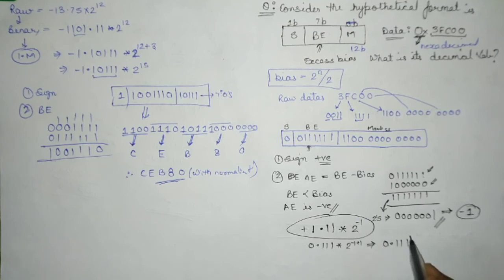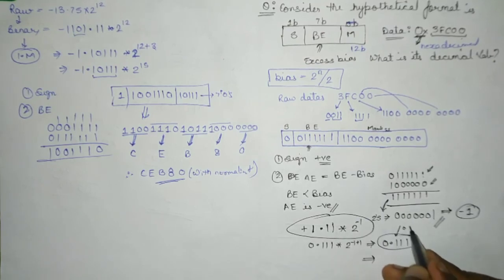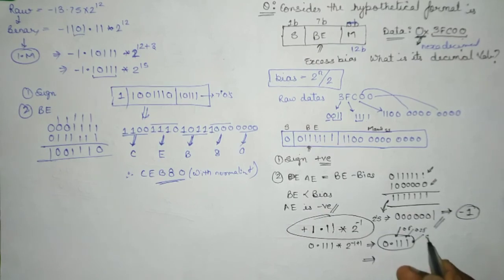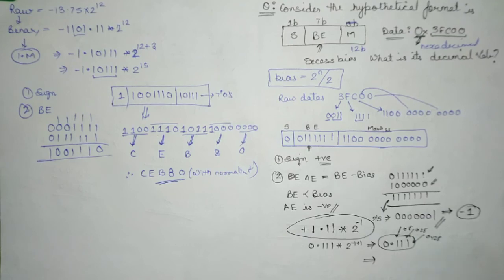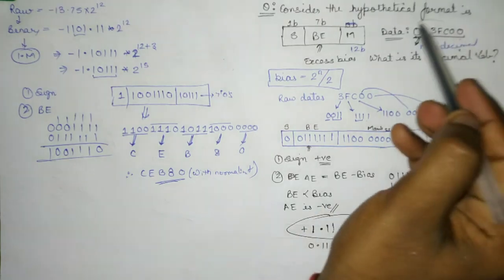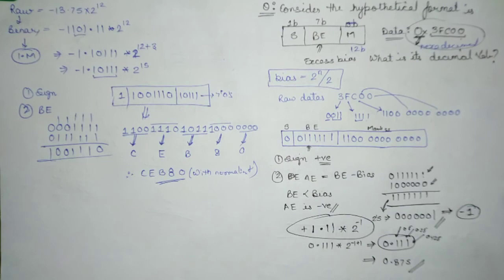Now if you change this particular value into decimal, this is 0.5, this is 0.25, and this is 0.125, I think, right? If you add all these values, you will get 0.875. So this is the final decimal value of this particular data when it is processed, right? This is how you can solve these kinds of questions. These questions are very important and can be asked in your exam as well.